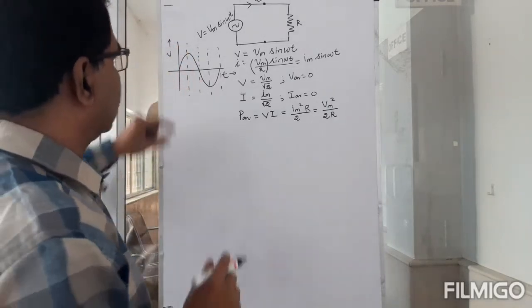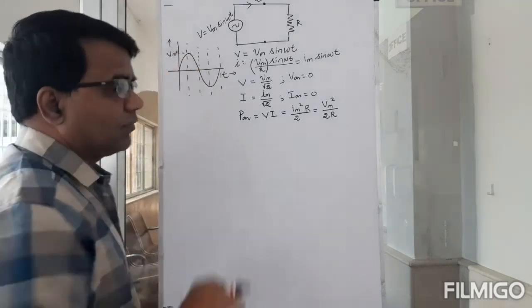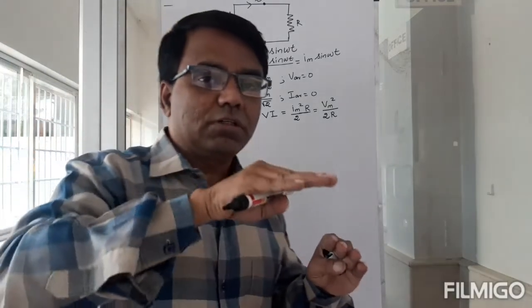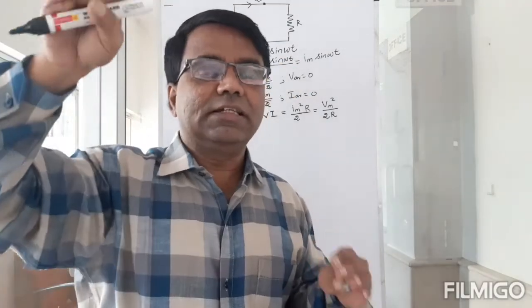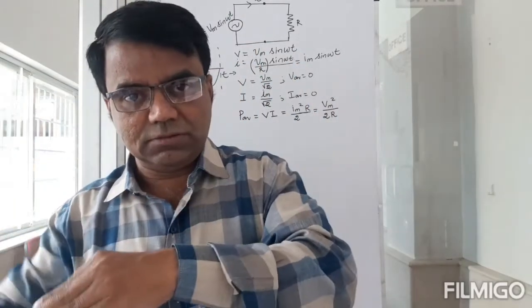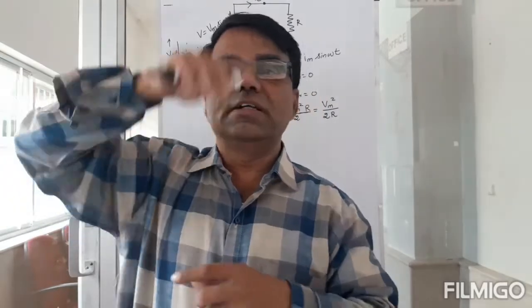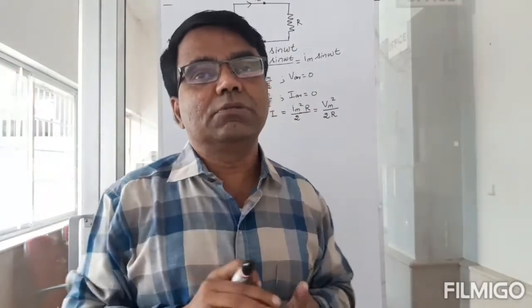So what does it mean? Suppose this is 10 volts maximum. So it starts from 0, goes to 1, 2, 3, 4, 5, 6, 7, 8, 9, 10, and then starts decreasing from 10 to 0, then from 0 to minus 10, and from minus 10 to 0 again, and then the cycle repeats. That's what we said.